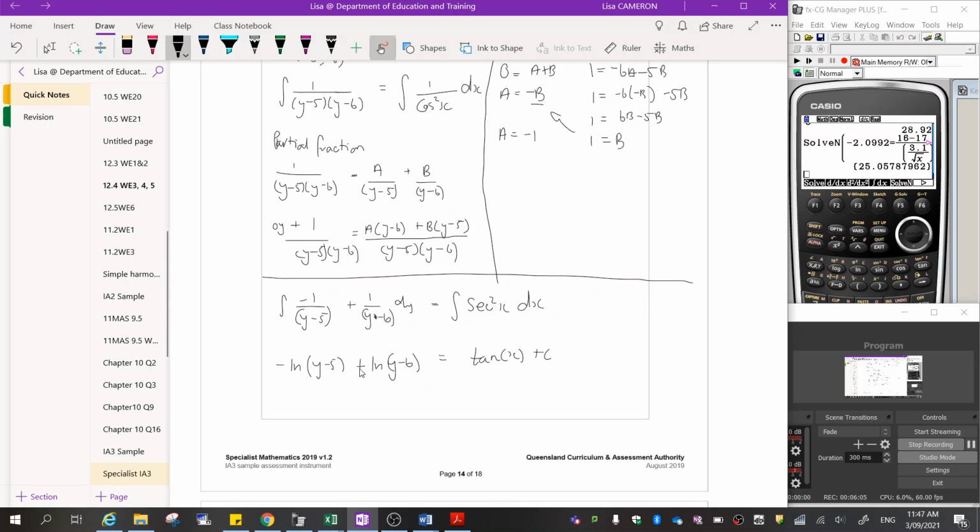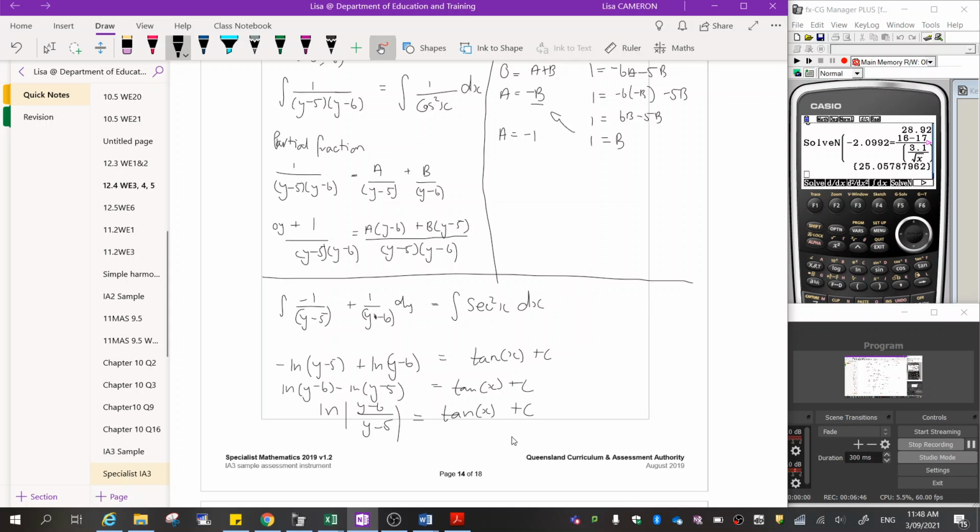So next thing that I'm going to do is simplify this side over here. Now if I rewrote this, this would be ln|y minus 6| minus ln|y minus 5|. So that means I'm going to have this one divided by that one. Maybe I'll rewrite that just to make it clear: ln|y minus 6| minus ln|y minus 5| is equal to tan x plus c. So now I can rewrite this as ln|(y minus 6) over (y minus 5)| is equal to tan x plus c.